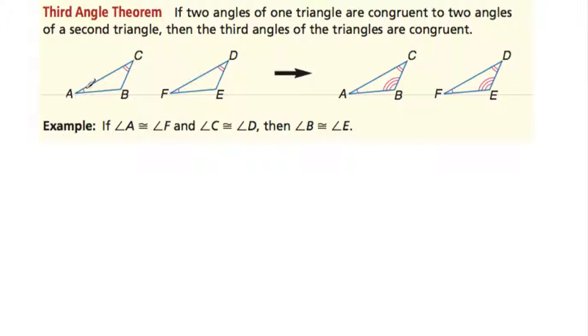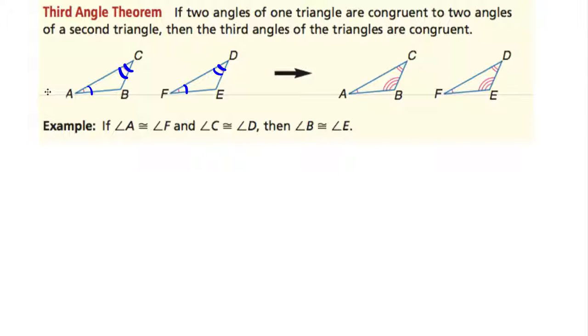But more specifically, let's say that angle A is congruent to angle F. And let's say that angle C is equal to angle D. We don't need to know anything else to know that angle B must be congruent to angle E. That's called the third angle theorem.